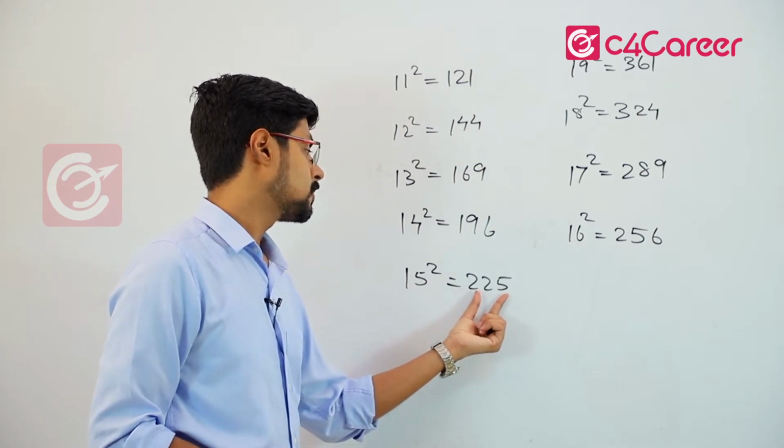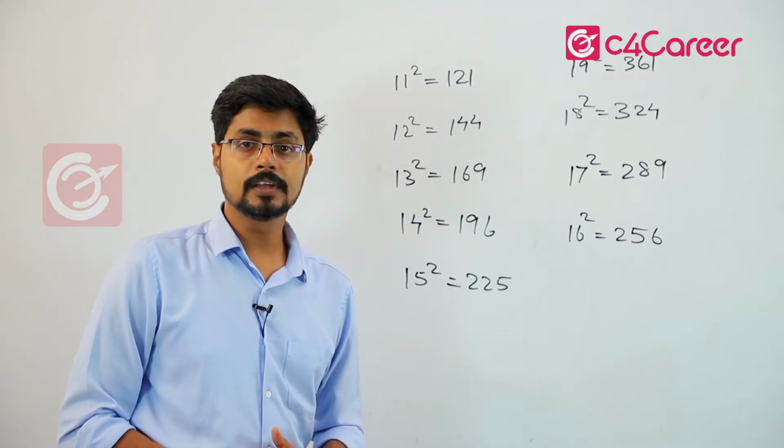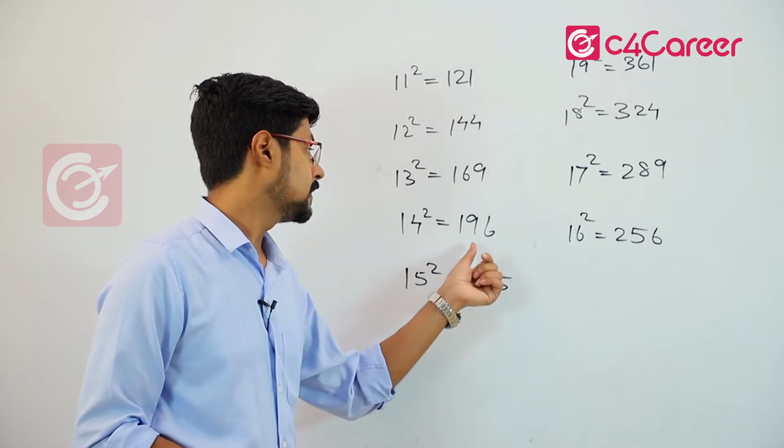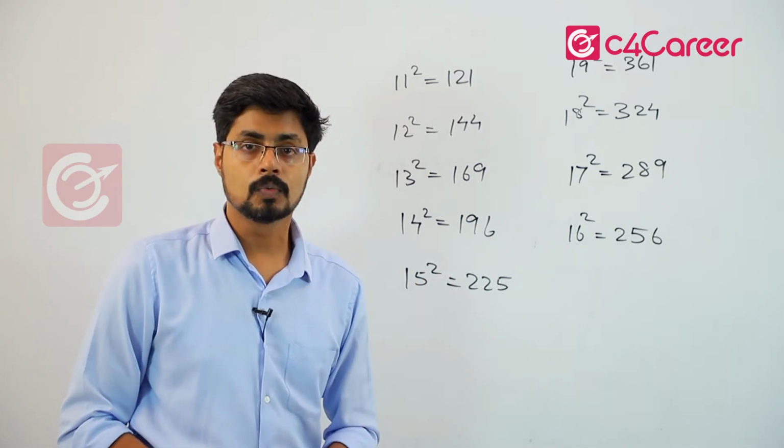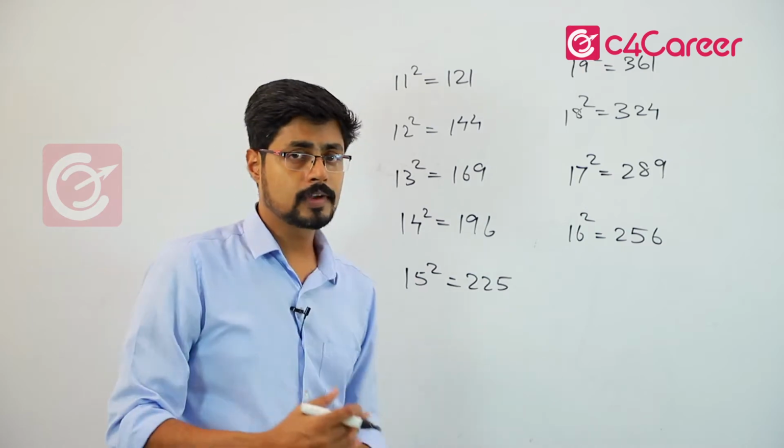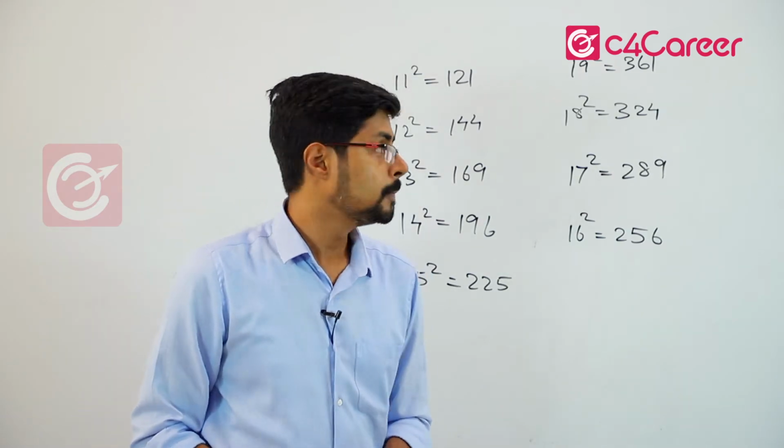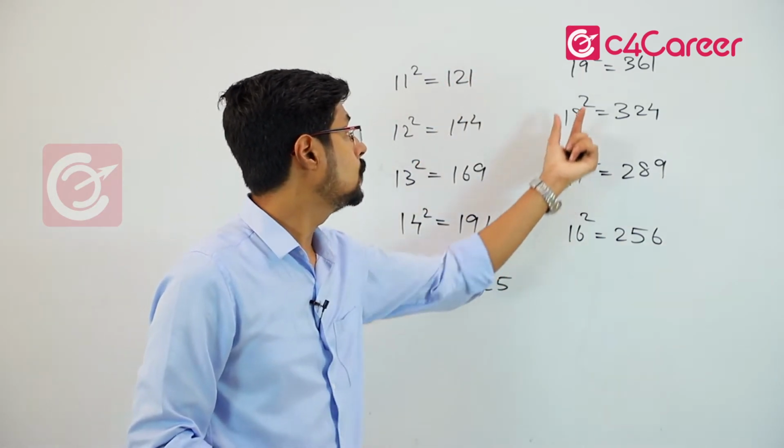So if you already remember what is 15 square, 225, then you can tell very easily 14 square is going to be 196. So whichever way is comfortable for you, you have to memorize the squares from 11 to 19.